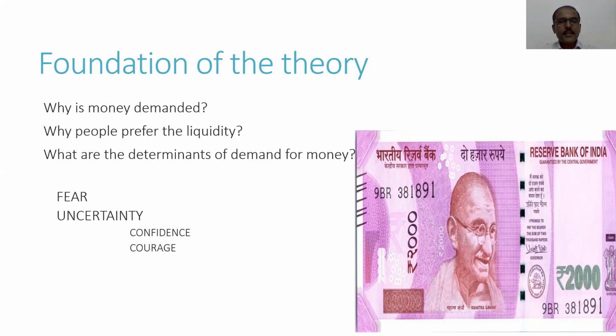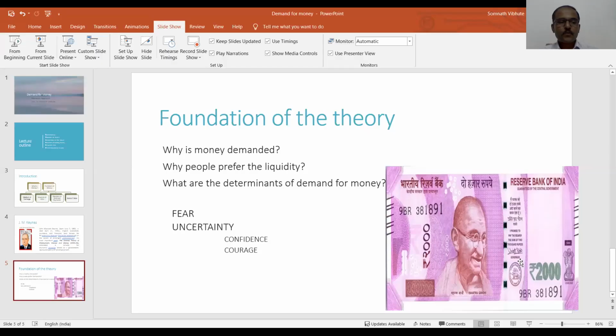We have to put this in a theoretical framework, considering these three questions. Number one, why is money demanded? Second, why do people prefer liquidity? And third, what are the determinants of money? So fear and uncertainty on one side when there is no money, and courage, confidence, and a bold feeling on the other side when you possess money, can give us a roadmap where we can understand how money is demanded.